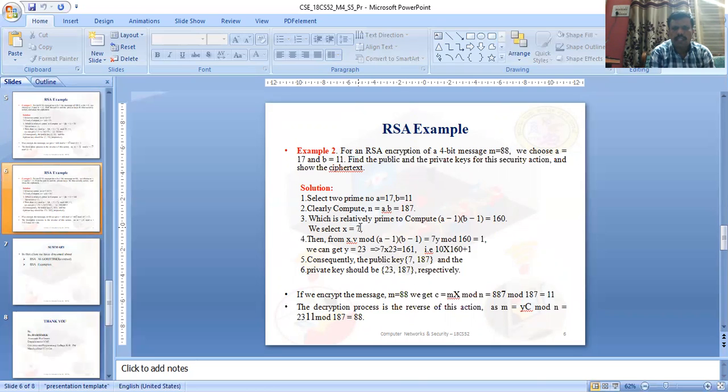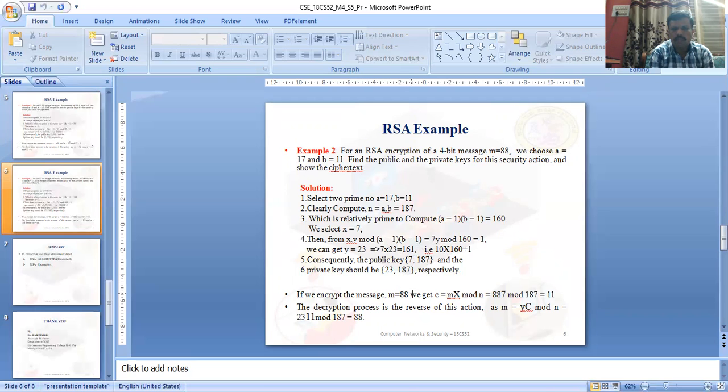So the x value we can get is 7, and before that, you can compute p minus 1 times q minus 1, that is 160. This is the computation value, and then this equation should apply. x is equal to 7, so 7 times y mod 160 is 1. So 7 into 23 gives 161, which is 160 plus 1. Consequently the public key is 7 with 187, and the private key is 23 with 187 respectively.